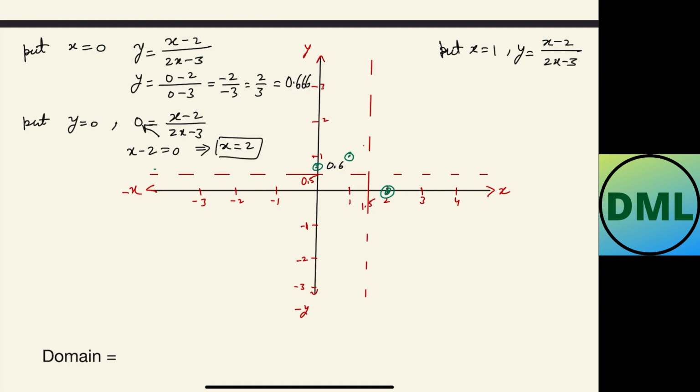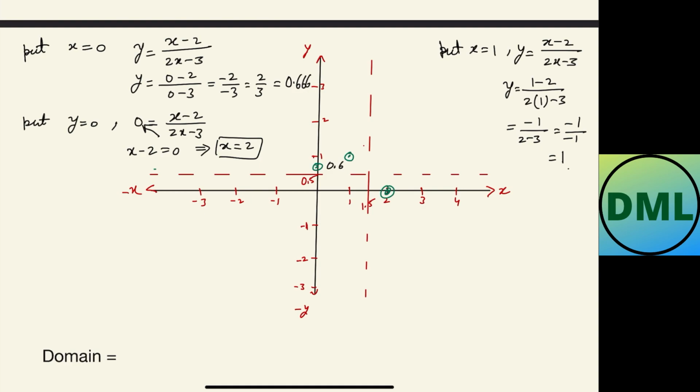If I put x is equal to 1, I will get y is equal to (1 minus 2) over 2 times (1) minus 3, which is equal to minus 1 over 2 minus 3, that is equal to minus 1 over minus 1, which is equal to 1. This shows you that my graph passes through the points (0, 0.666), (2, 0) and (1, 1), which are plotted here.